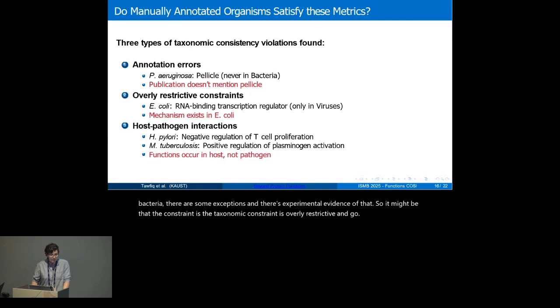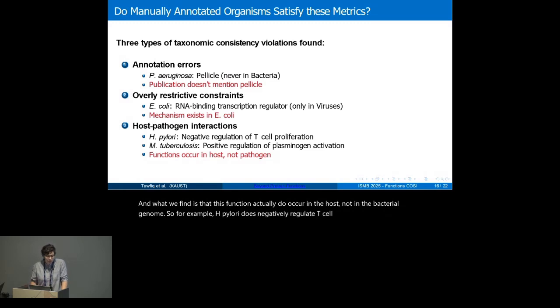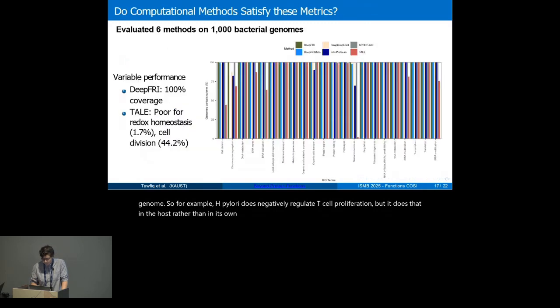And the third is host pathogen interactions. And we find two cases of this in H. pylori and in tuberculosis, where the terms are restricted to only eukaryotes. And what we find is that these functions actually do occur in the host, not in the bacterial genome. So, for example, H. pylori does negatively regulate T cell proliferation, but it does that in the host rather than in its own genome.